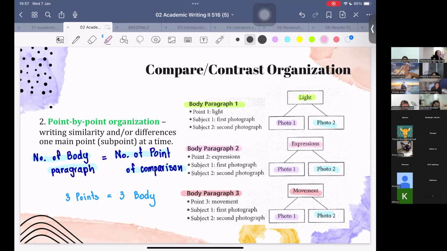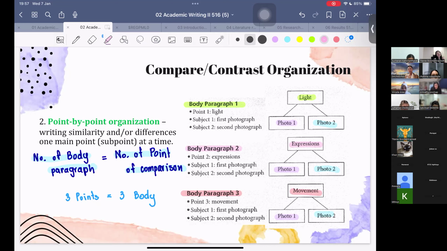Body paragraph 1, you talk about light. Yes, you can start with expressions, and you can count that as the first thing. That's okay as well. You can start with any point, but let's say pick one. Let's say body paragraph 1 starts with light, and then in the descriptions and supporting sentences, you need to explain what happened in photo 1 and photo 2.